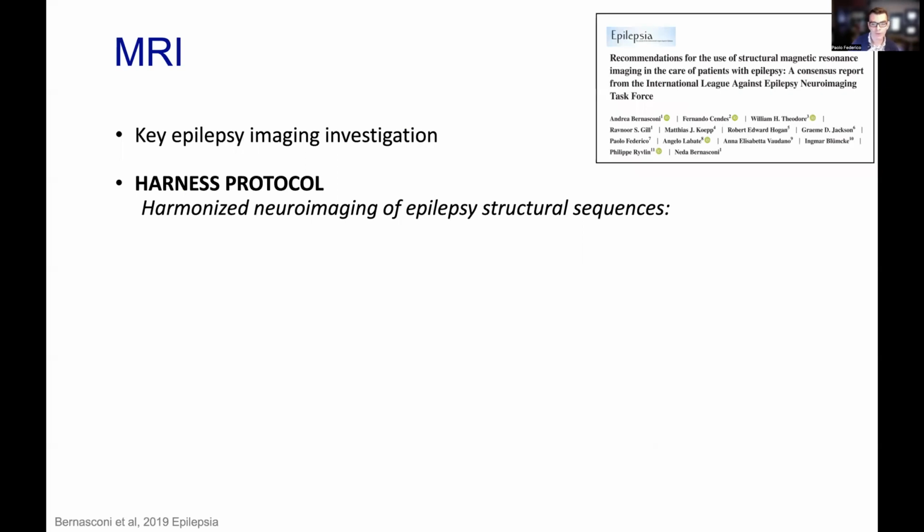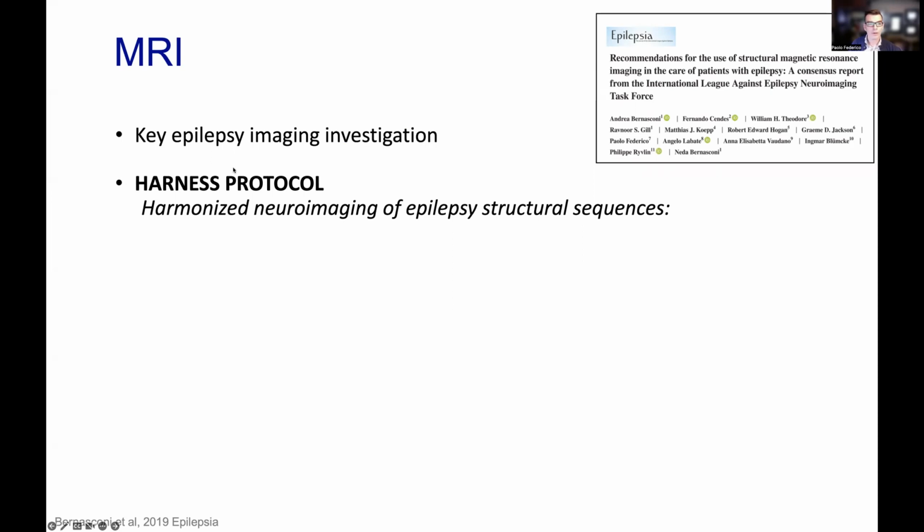Now, imaging is very, very important. I'm not going to talk about the approach to the first seizure, but imaging must always be done in someone who presents with a first seizure, at the very least a cranial CT, and if you have the resources, an MRI. If someone has epilepsy or recurrent seizures, then a proper structural MRI must be performed, as it is a key imaging investigation, and it should be ordered using a seizure-specific protocol.